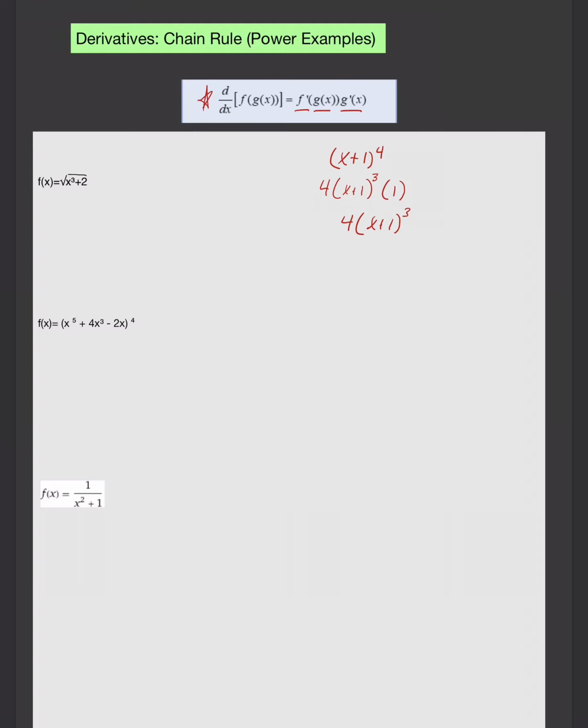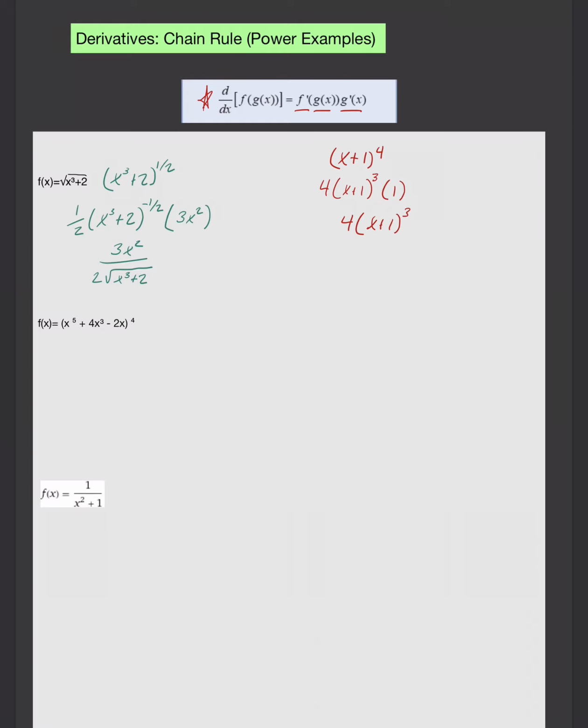Alright, on to our first example. f of x equals the square root of x cubed plus 2. If we rewrite it as (x cubed plus 2) to the 1/2, we can use the power rule. So we take our 1/2 out front times the inside, and then we use our power rule, subtract 1, and now we multiply by the derivative of the inside function, so 3x squared. And now all we have to do is simplify, and we'll get 3x squared all over 2 times the square root of x cubed plus 2.